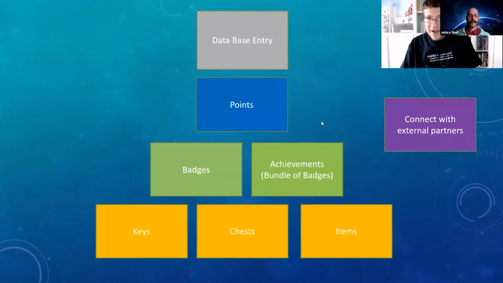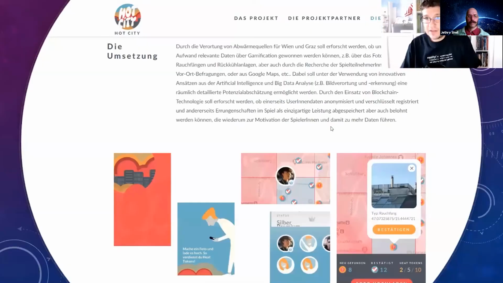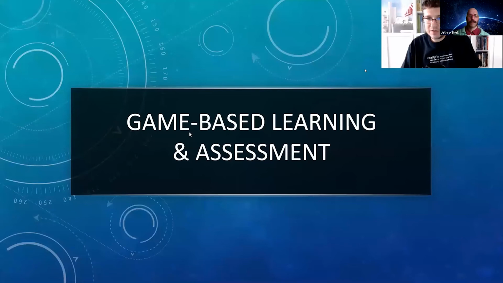Gamification works the same as with in-game items. You secure your points, your badges, your achievements on blockchain. You can set up smart contracts. You can easily set up a marketplace, connect with external partners, so you can create a fully working ecosystem. This is what we did in the project Hot City. With that, we won the blockchain award in Austria in the category Research and Development. Just search for Hot City gamification on Google and you'll find more about that.